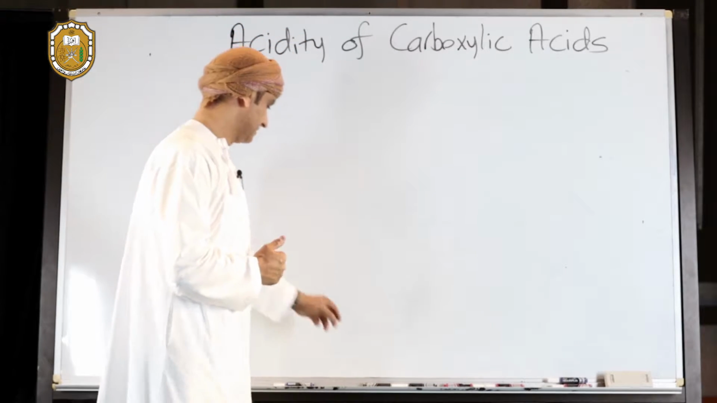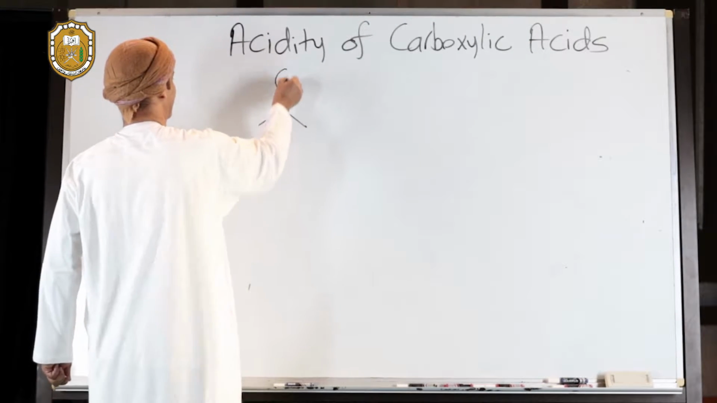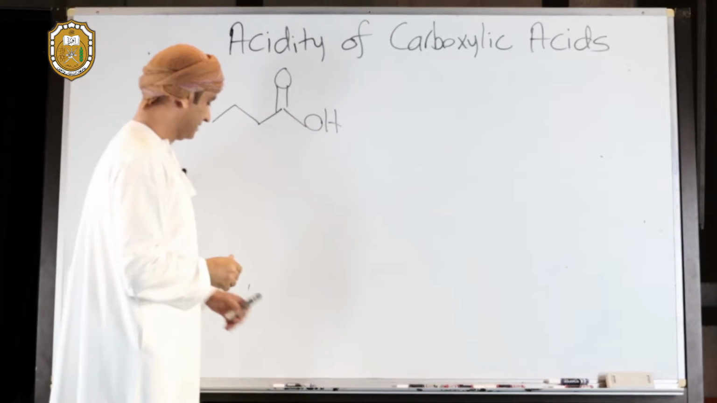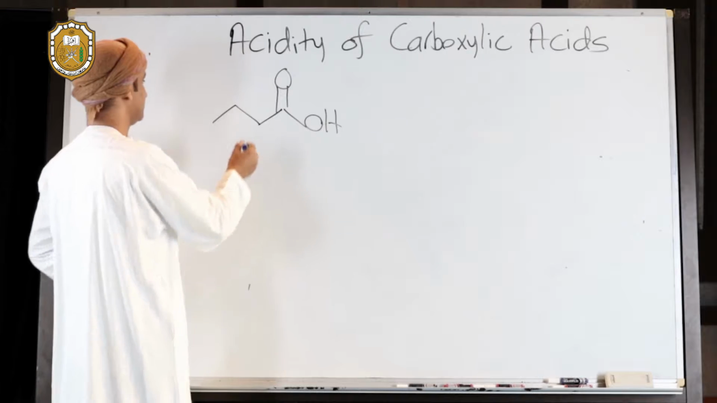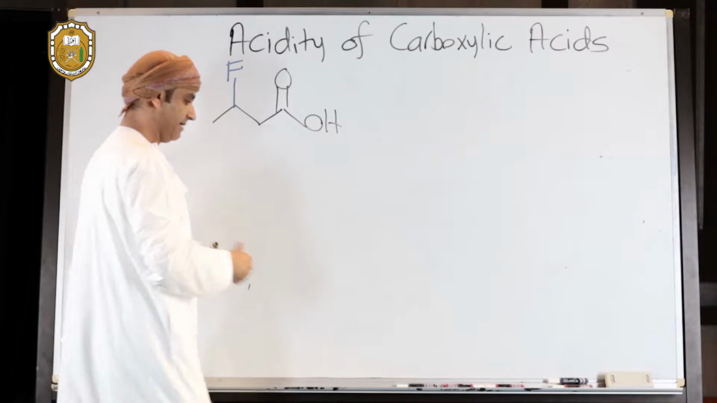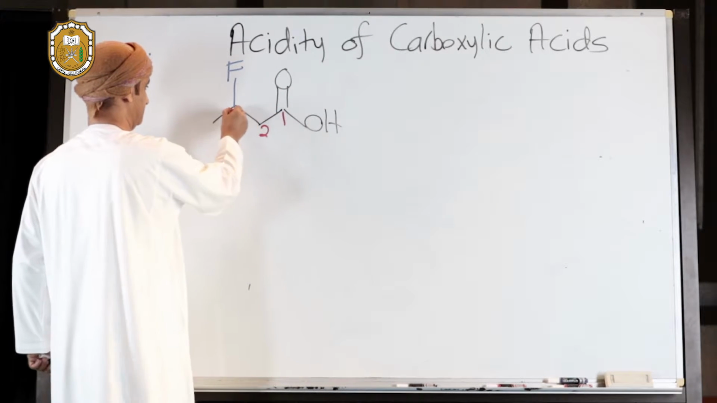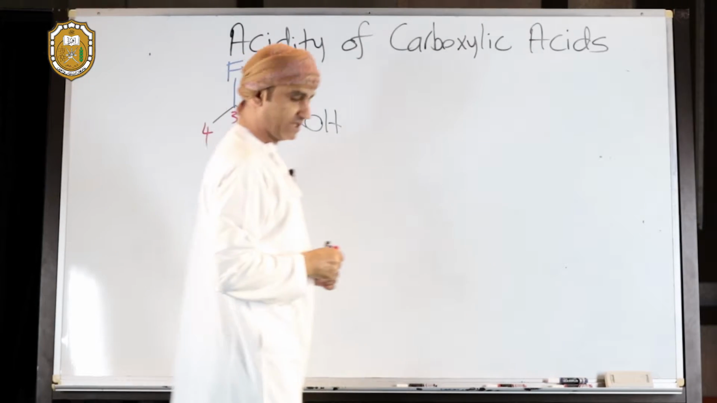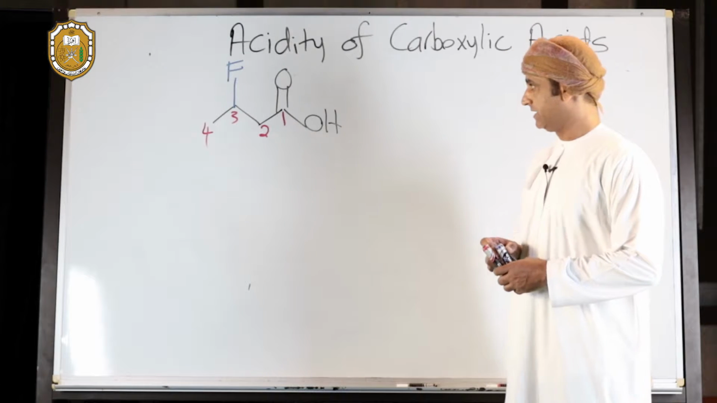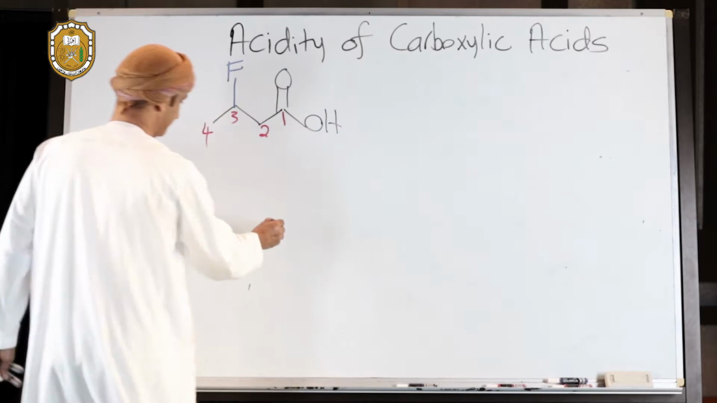So let's take examples. So this is butanoate, but this butanoate has a fluoro group on carbon number 3. So this is 3-fluorobutanoic acid. Let's take 2-fluorobutanoic acid, which is this one.